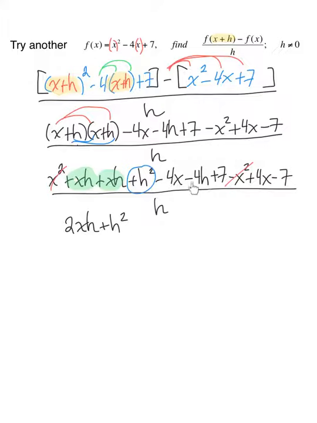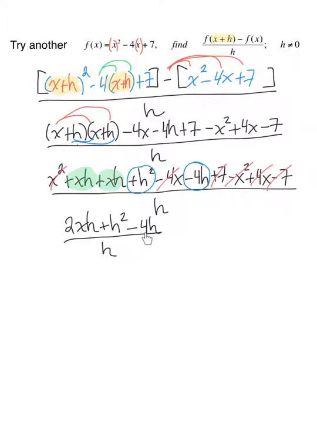Then I have a minus 4x and a positive 4x. So I am going to cancel the minus 4x and the positive 4x. Next we have a minus 4h. There is no other 4h, so I'm going to circle this and bring down a minus 4h. Finally, we have a positive 7 and a negative 7, and those are the only things that are left, and fortunately they cancel. So then don't forget that this is all over h. Remember, the whole point is that we're trying to get rid of this h. If you don't get rid of this h, you did something wrong.